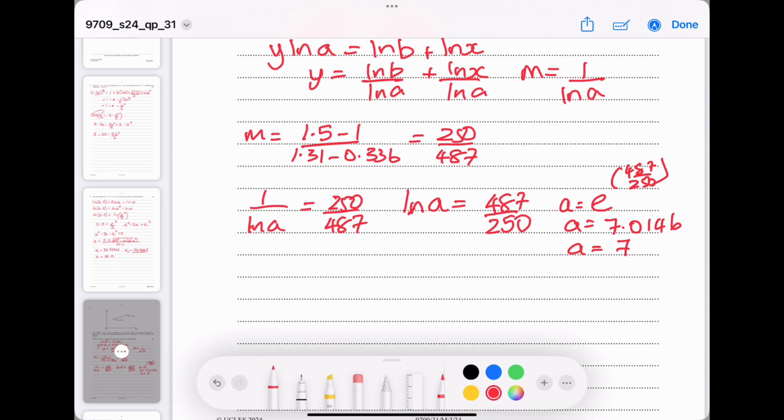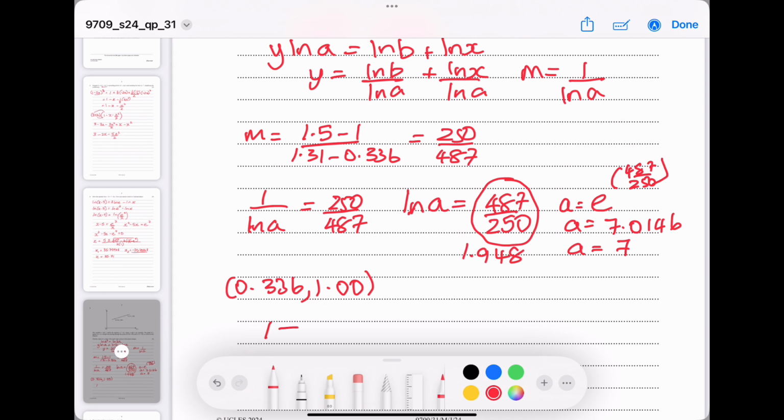To find b, I'm then going to substitute in values for one of the coordinates. It's probably easier to have this as a decimal value at this point for the substitution purpose. So it's 1.948 to a few decimal places. So I'm going to focus on that first coordinate, the 0.336, 1.00. So I'm going to substitute those values in.